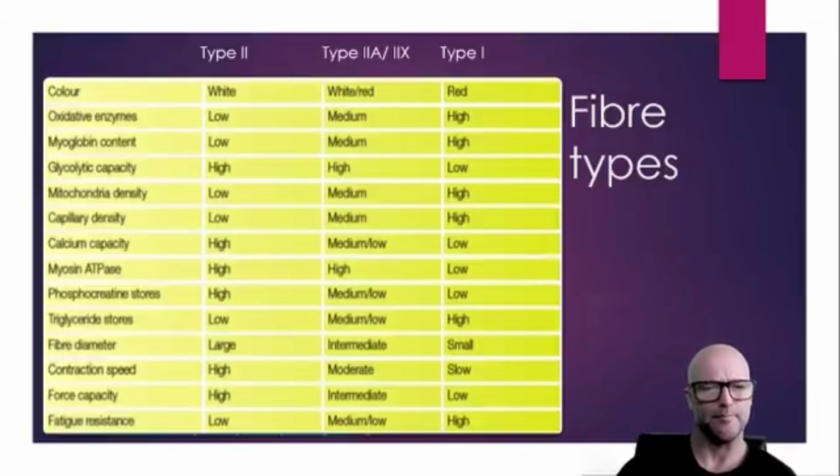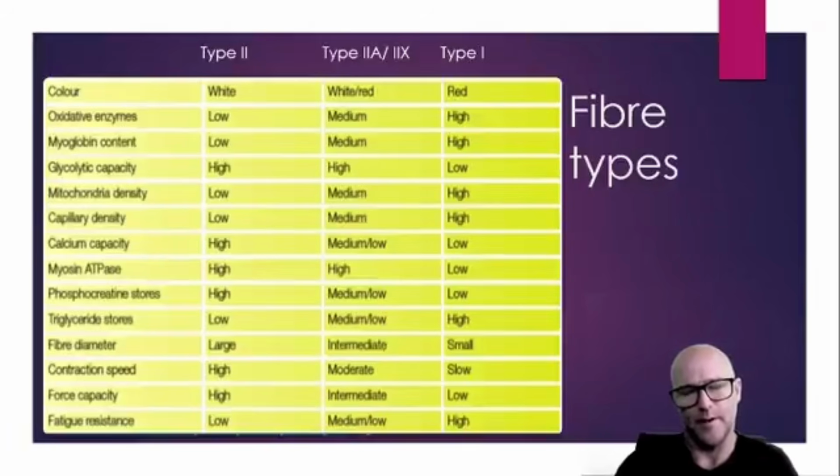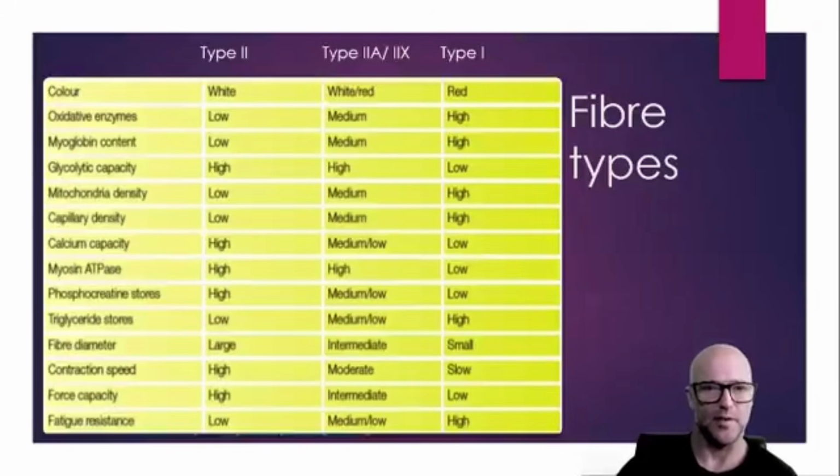Myosin ATPase, again, myosin is the thicker, the actual powerful contractile protein element of the two, actin and myosin. What you find is that the myosin ATPase is the thing that moderates the rate of glycolysis within the fiber, so that makes sense that it's high in the white fibers, high to medium in the pink fibers, and low in the red fibers. Yep, cool. The same deal with phosphocreatine stores, makes sense.